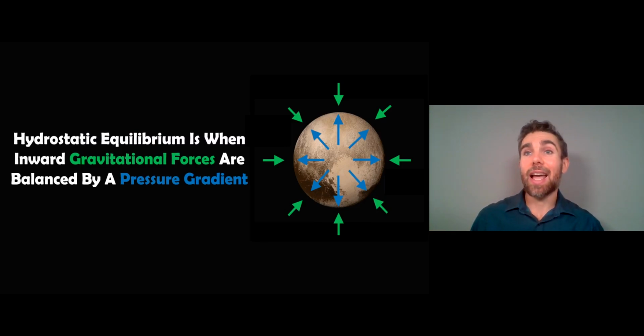Hydrostatic equilibrium is when the inward gravitational forces trying to collapse the object are balanced by an opposing pressure gradient. And it's this starting point that we're going to use to derive our equation, which can help us find the point at which it's going to become spherical, when those gravitational forces become large enough that it will mold it into this spherical shape.